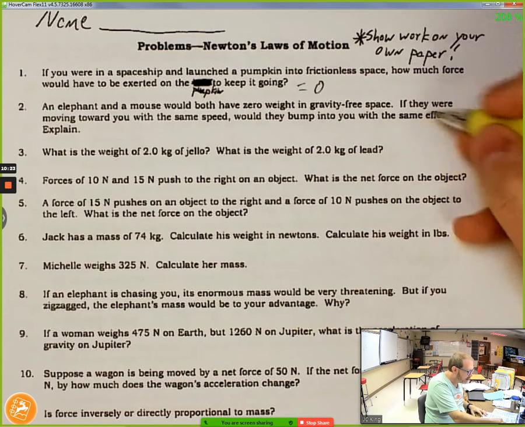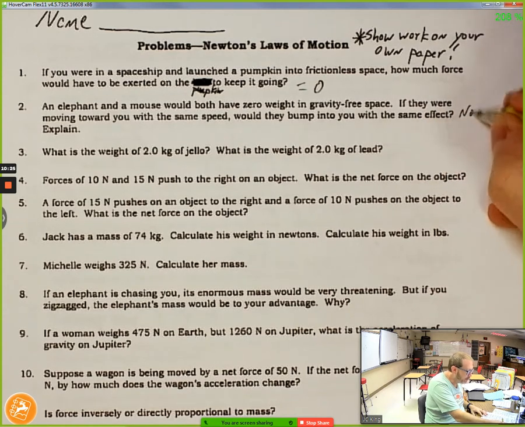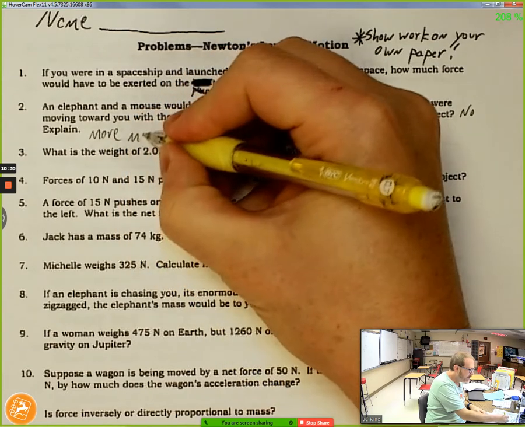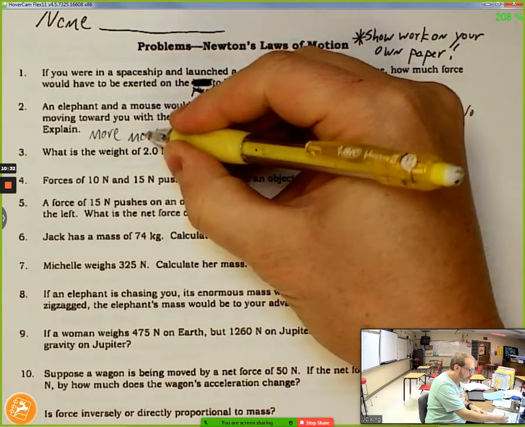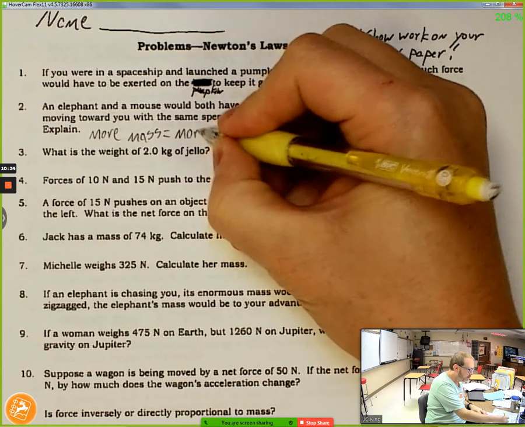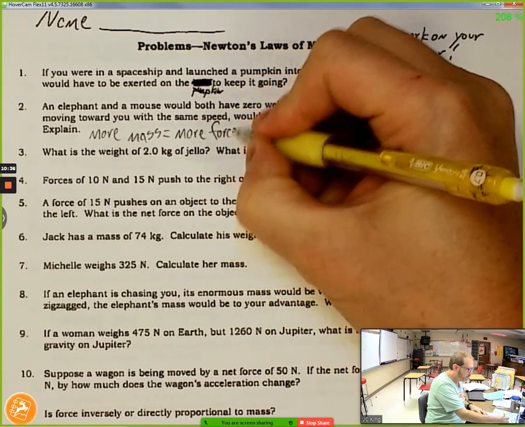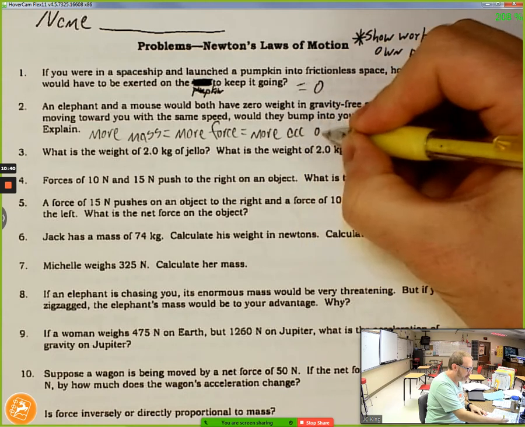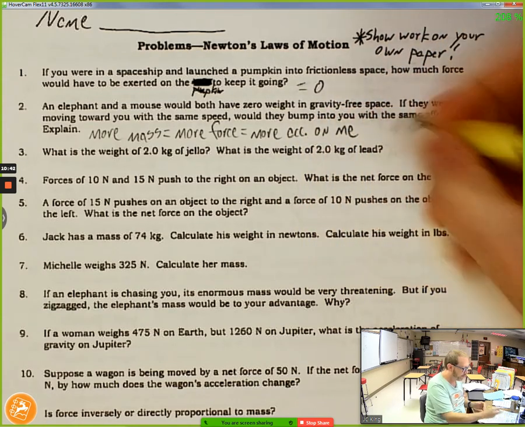Okay, so would they bump into you with the same effect? I'm going to say no, and I'm going to explain: more mass would mean more force, and therefore more acceleration on me.